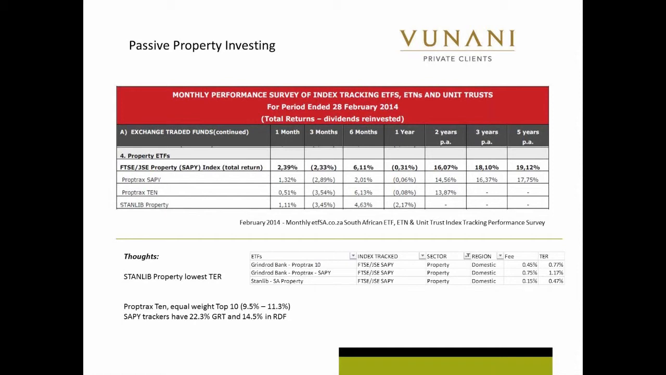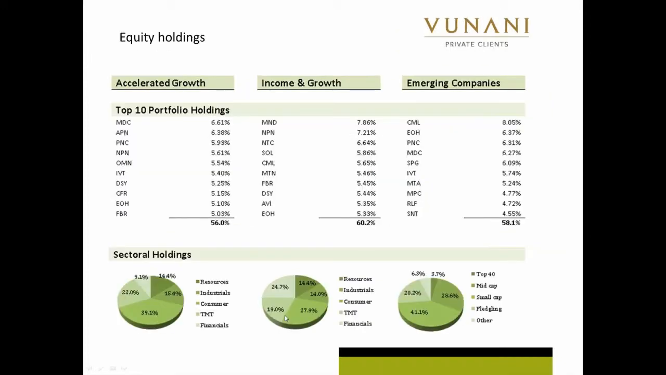That now gives you your nice big chunk of property. If you are a lot more sophisticated, you can go and buy the Growthpoints, the Redefines, the NEPIs yourself. We tend to rather just go and buy the ETF, and it gives us a nice lot of property beta in our portfolio. The next one is, how do I spend my equities?